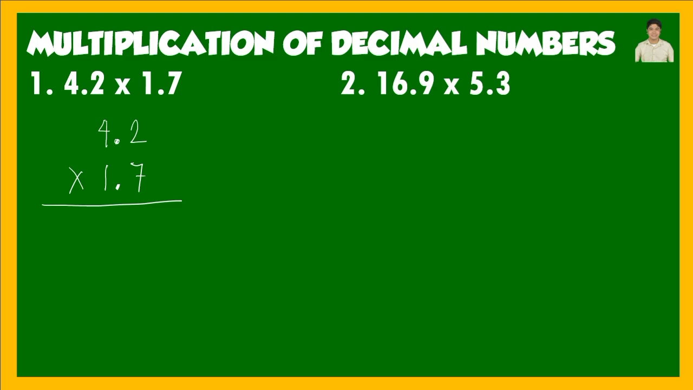So, mag-i-start tayo dito sa 2 times 7. So, 2 times 7, that is 14. So, isusulat lang po natin is 4. And then, carry 1. Next, 4 times 7, that is 28, plus 1, 29. So, sulat natin 29. Next, dito naman tayo sa 1. So, 1 times 2, that is 2.